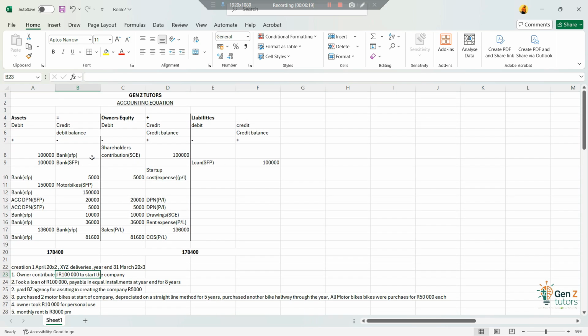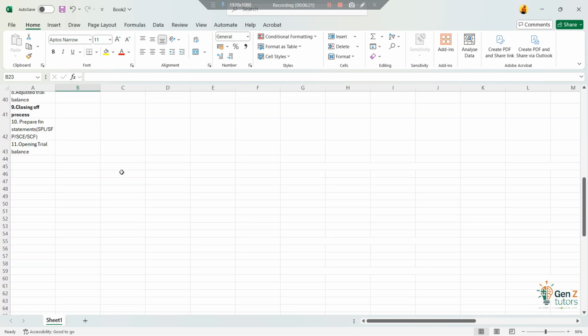It's just that we are using the accounting equation, but this time around we'll be using the journals, and we won't use CRJ or CPJ or the sales journal. We'll just go into the general journal. So let's just say general journal.